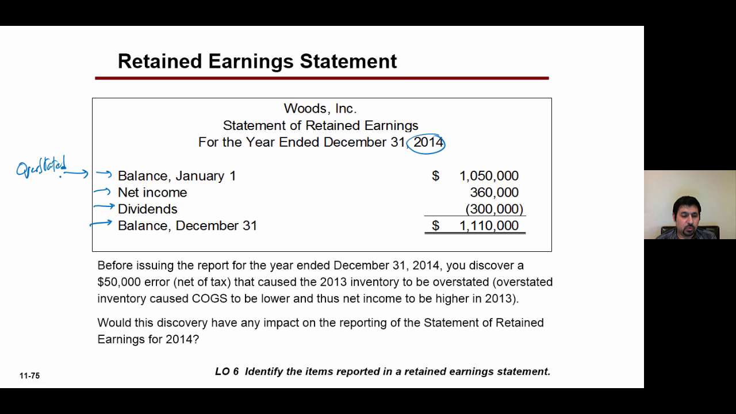As a result, will this discovery have an impact on the reporting of the statement of retained earnings for 2014? Yes, this is the account whose beginning balance will have to be adjusted, because this is where the net income from 2013 will have its effect.